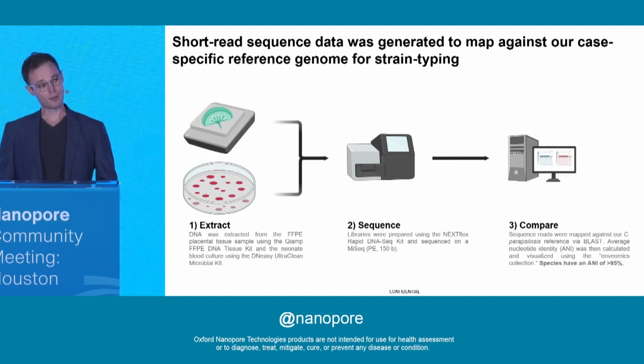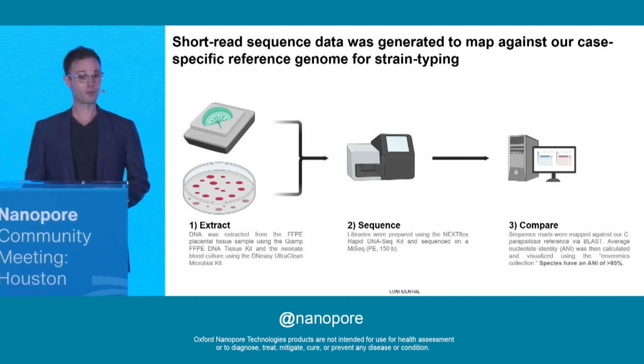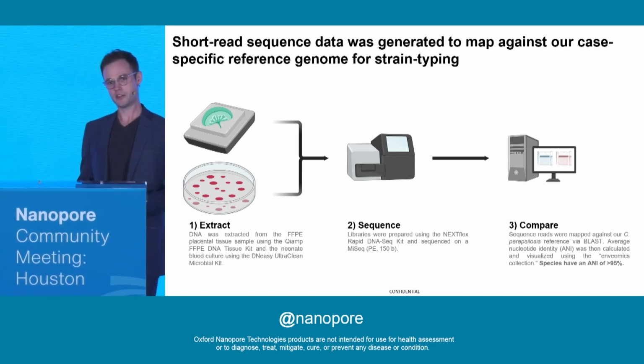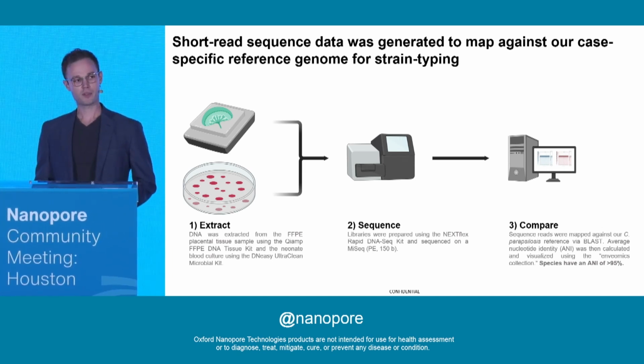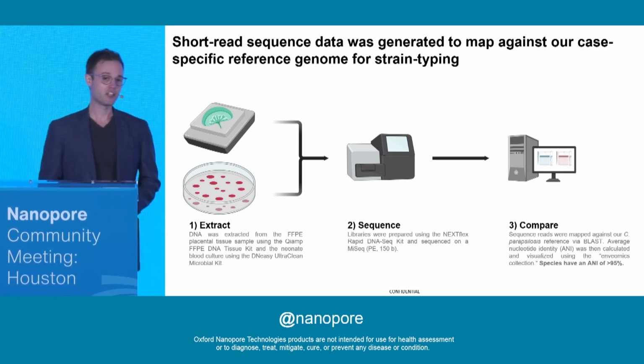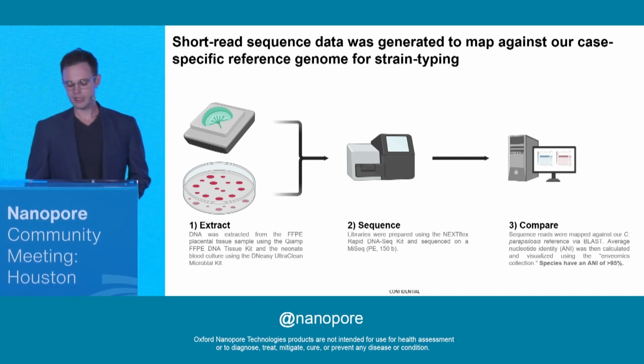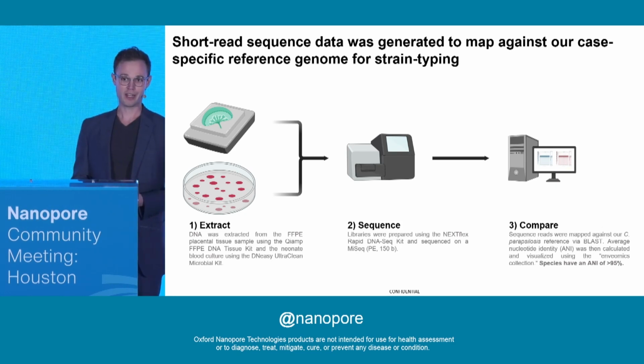Next, using an Illumina MiSeq, we generated short reads from both the neonate blood culture as well as the mother's placental tissue. These reads were then mapped to the reference we generated, and the average nucleotide identity of each library calculated relative to this reference and visualized in the form of read recruitment plots. For reference, isolates of the same species will have an average nucleotide identity of greater than 95%.